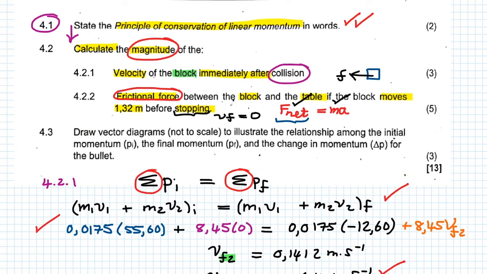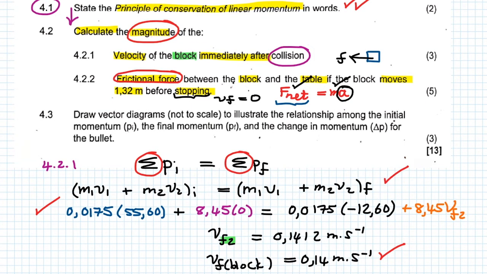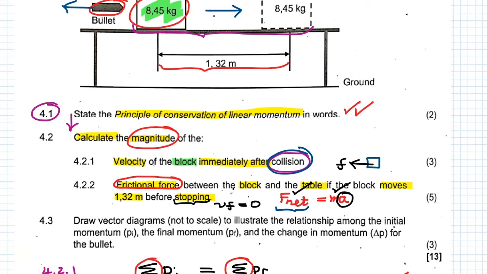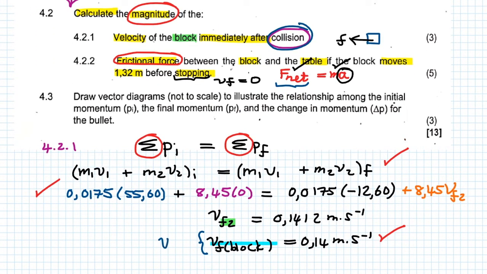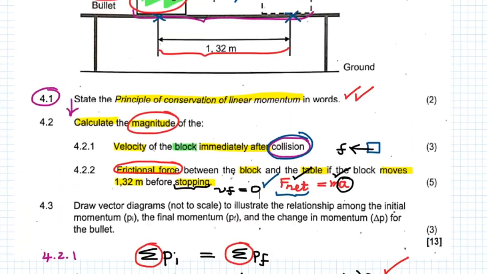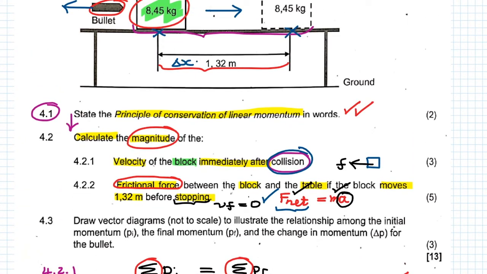We have the mass of the block, and although we don't have acceleration at this point, we do know the initial velocity of the block. Remember, the velocity at which the block leaves the collision is the initial speed for this motion along the table, from this point over here to that point over there. So we have the initial velocity and final velocity. We also know the distance that this block is going to travel.